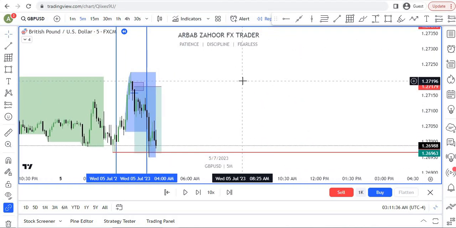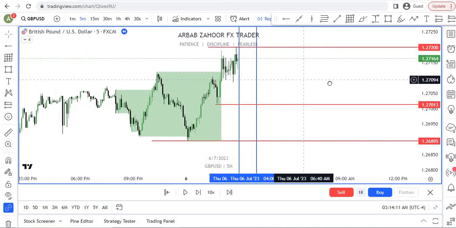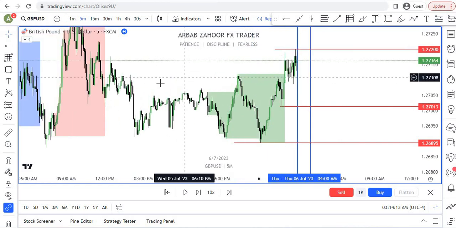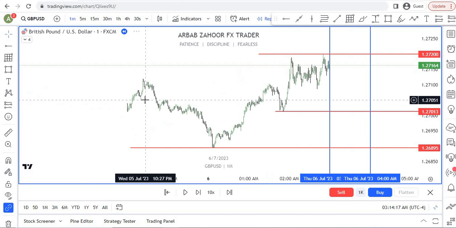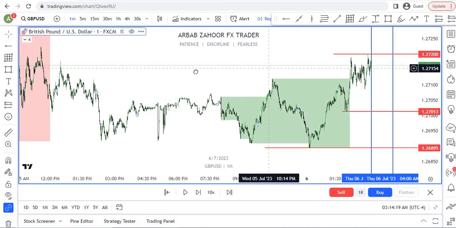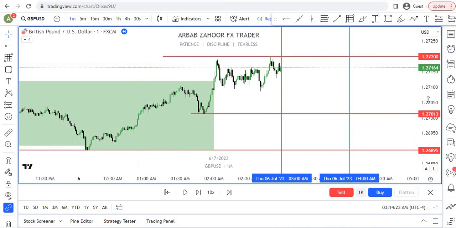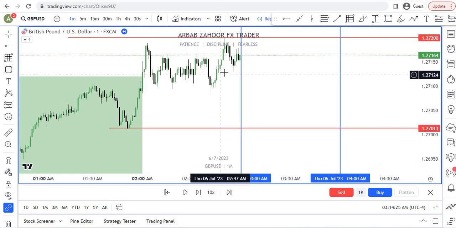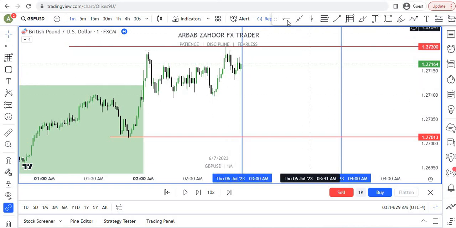Okay, now next, jump to the next day. Okay guys, we are on Thursday 6th July. I mark out all possible liquidity areas. Now we will shift to a 1 minute time frame. Price already took out the Asia high, and now we will see what the next scenario is. Since it already took the Asia high, we will anticipate a market structure shift with displacement around here.